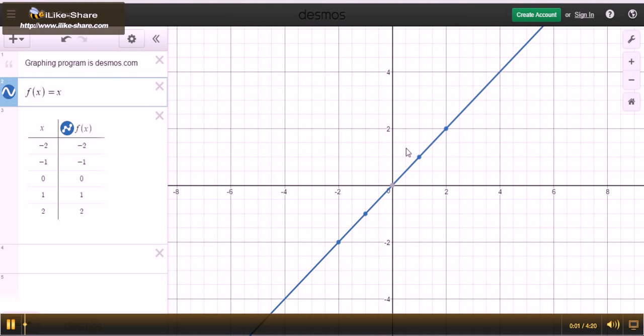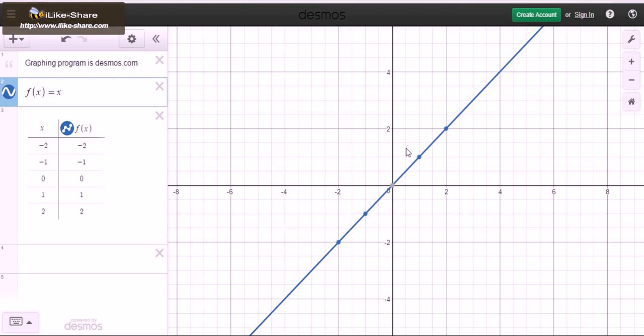Hi, Mr. End here, and today we're looking at parent graphs. And the graphing is done by Desmos.com. I suggest you look it up, check it out. It's a great program just to learn graphing.